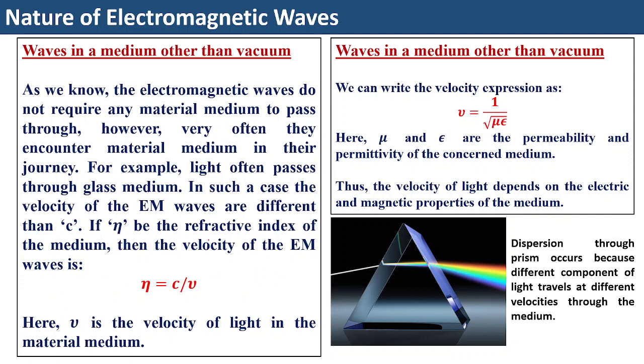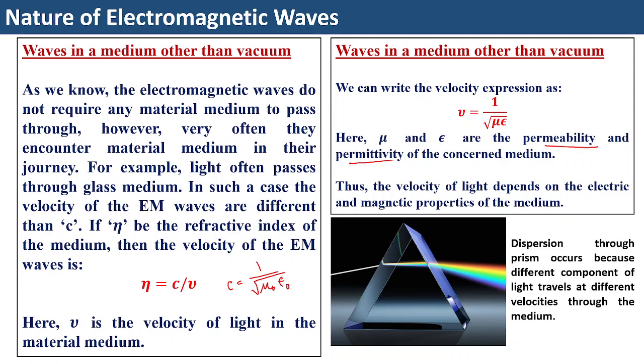Now here, v is the velocity of light in the material medium. Now how can you write it? Because c, you remember, we wrote c is equal to 1 over the square root of mu naught epsilon naught, and there I already told you that c is the velocity of light in vacuum, so I have written the parameters of the vacuum. But since now v is the velocity of light in a material medium, I have to write the parameters of the material medium. So I have to replace mu naught and epsilon naught by mu and epsilon, where mu and epsilon are the permeability and permittivity of the concerned medium.